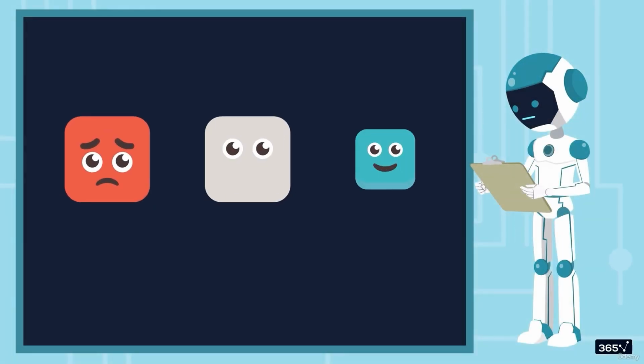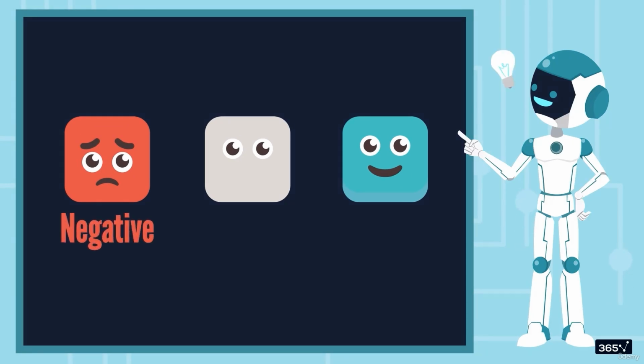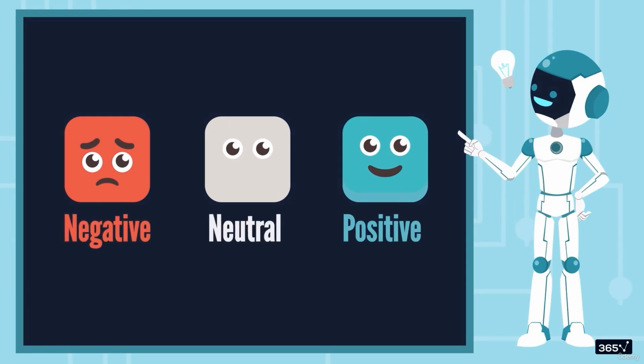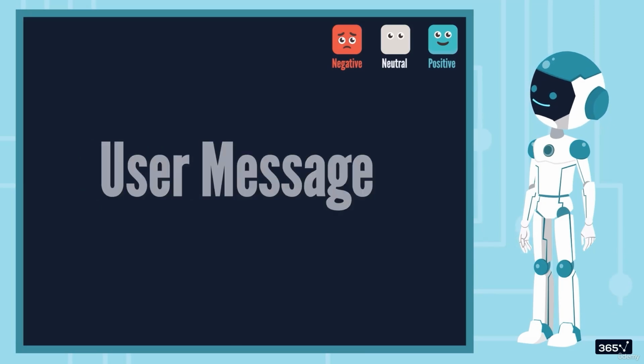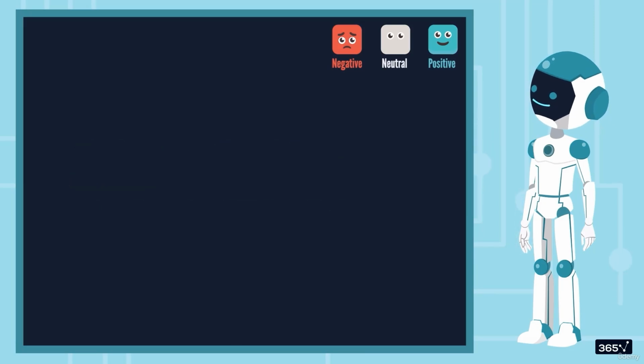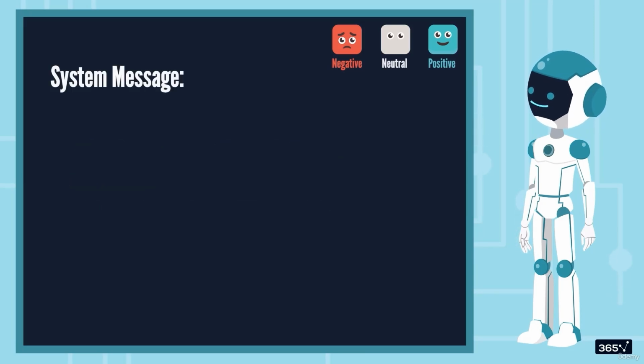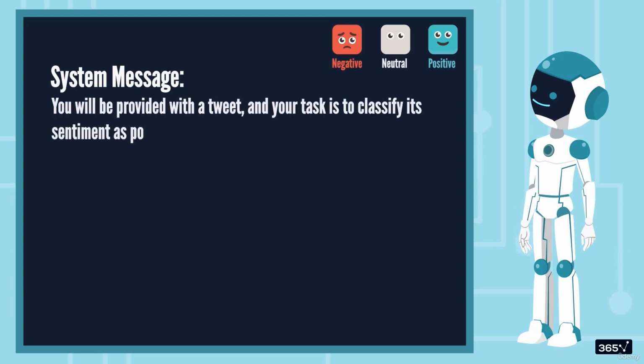As an example, imagine we train a chatbot to perform sentiment analysis. So, we pass the following sequence of system, user, and assistant messages. First comes a system message reading, "You will be provided with a tweet, and your task is to classify its sentiment as positive, neutral, or negative."